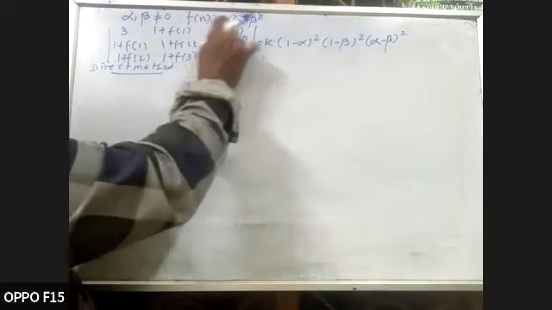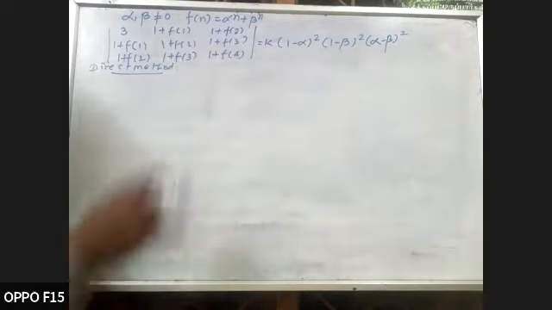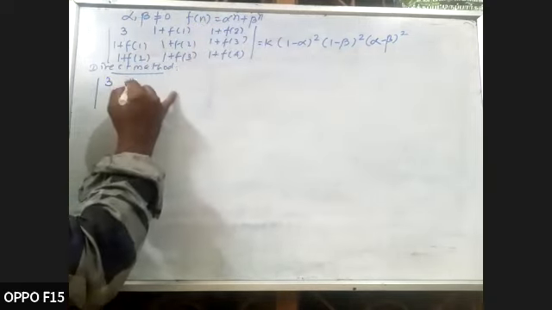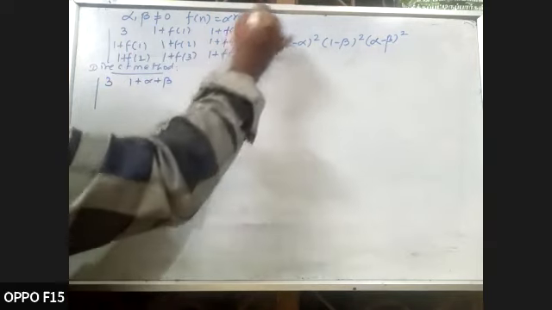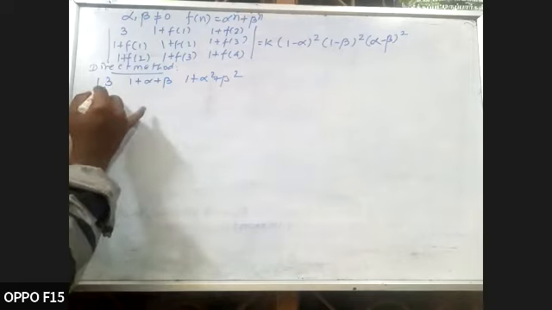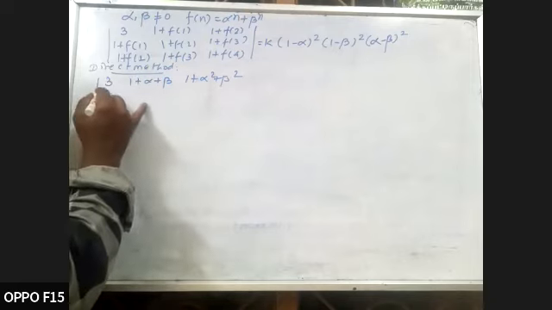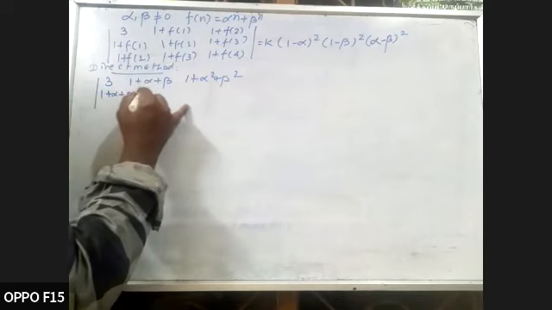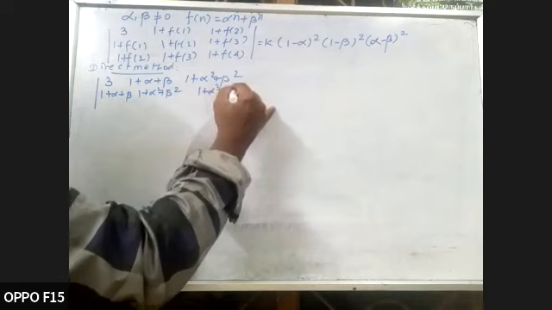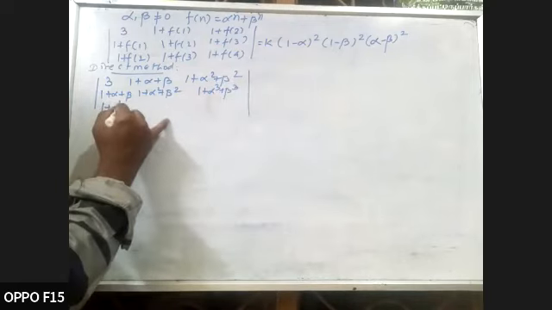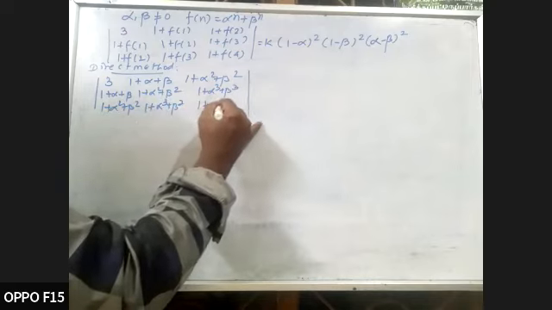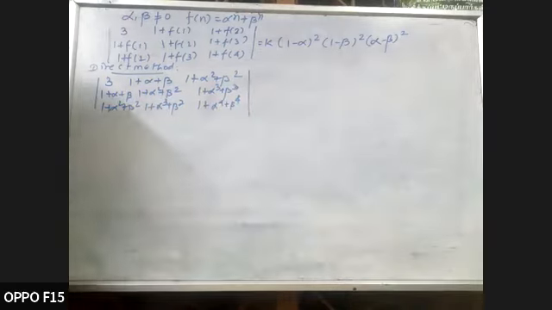Direct method, f of n is equals to alpha power n. F of 1 is alpha plus beta. Now I can write this as 3, 1 plus alpha plus beta. F2 means alpha square plus beta square. Okay? Next, 1 plus f of 1 which is equals to 1 plus alpha plus beta, 1 plus alpha square plus beta square, 1 plus alpha cube plus beta cube, 1 plus alpha square plus beta square, 1 plus alpha cube plus beta cube, 1 plus alpha power 4 plus beta power 4.